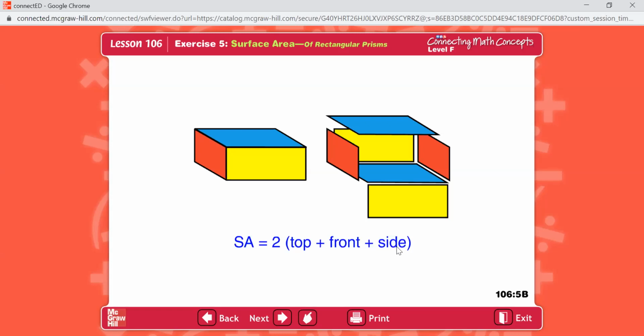If we have 2 times the top, we'll have the top and the bottom. If we have 2 times the front face, we'll have the front and back. If we have 2 times the side, we'll have the left and right sides. When we find the surface area, the units are squared units. Squared units are the units of surface area.